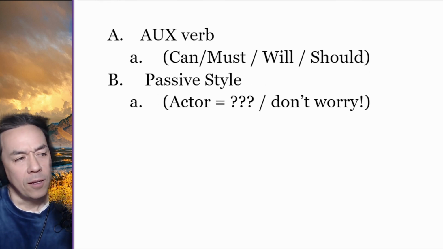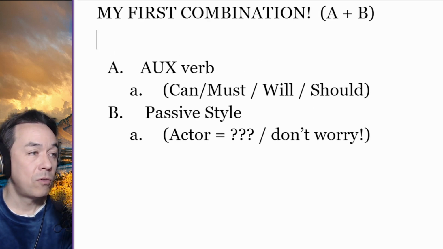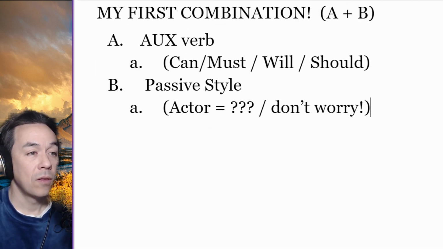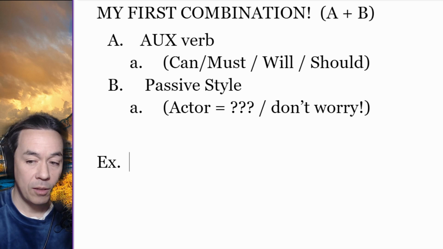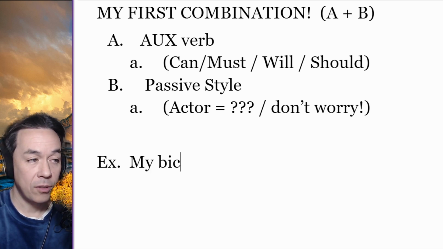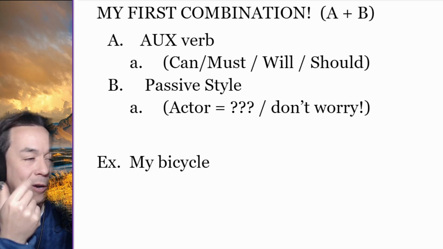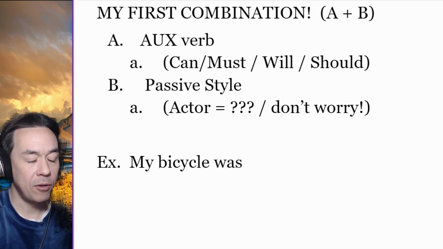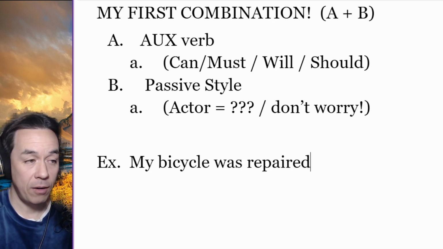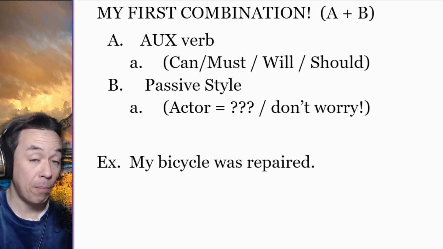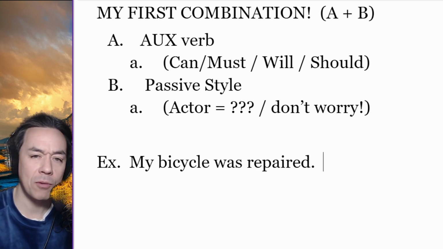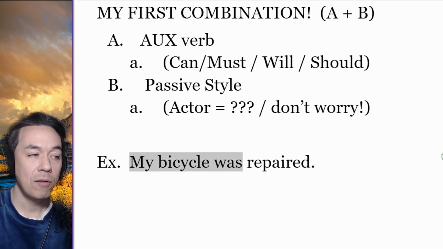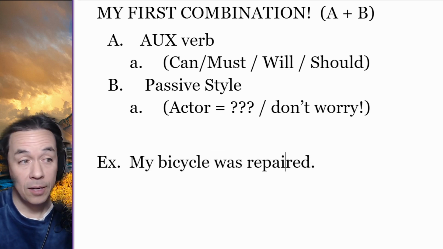Okay. So let's carefully go into this. Okay, so I've got some examples. Let's say my bicycle. Now we're going to say this is my bicycle. Let's just make a normal passive style. My bicycle was repaired. Okay. Who did it? The shop or the bike mechanic. Don't worry. My message is bicycle, no problem now.